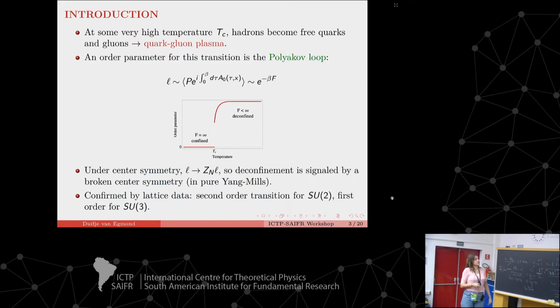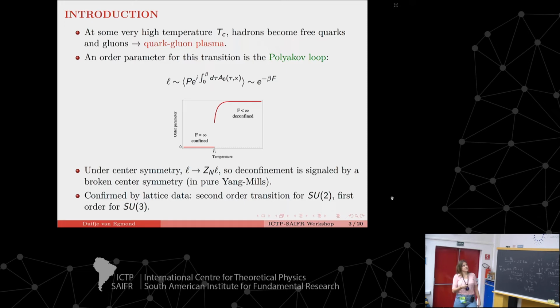So, a very short introduction. As you all know, at some very high temperature Tc, hadrons become free quarks and gluons. And this is what we understand as the quark-gluon plasma. And this transition is what is called the deconfinement transition.